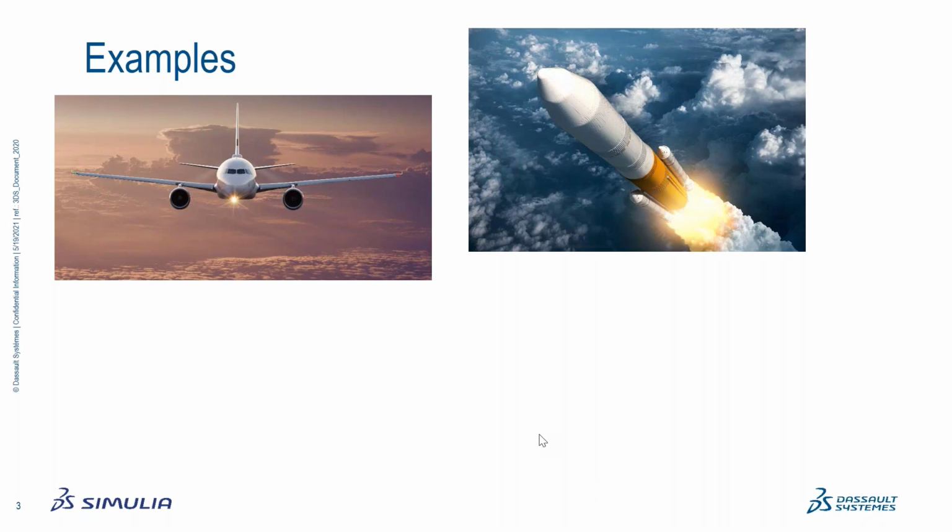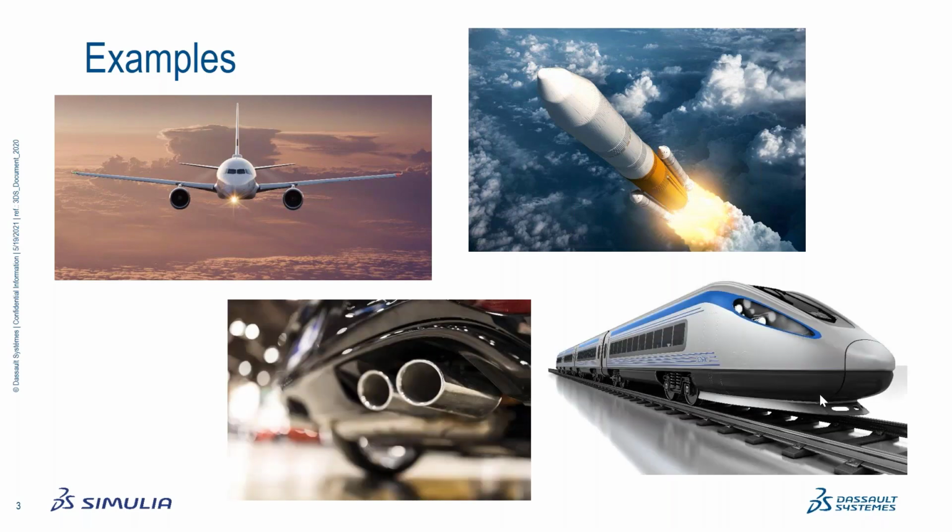Some other examples that you might not think of in the first second are shown on the bottom. On the left-hand side, you can see the exhaust system of a car, and there also we can have compressible flow inside the muffler. And another application would be high-speed trains traveling, for example, at 300 kilometers an hour. When they enter into a tunnel, there are also strong compressibility effects that need to be taken into account.